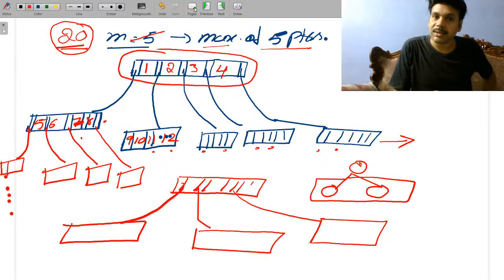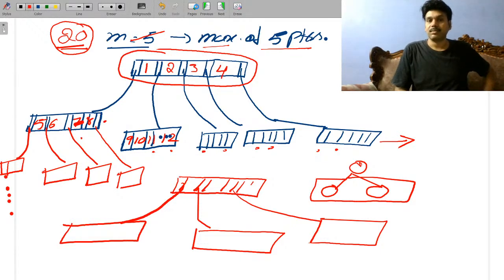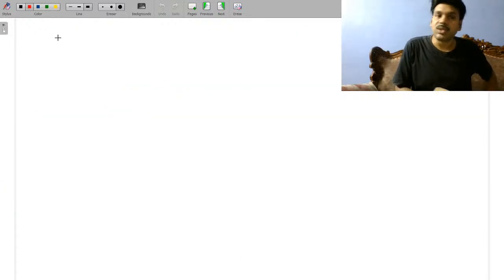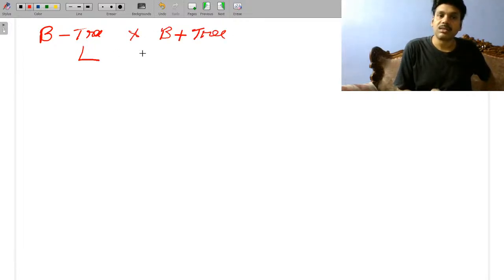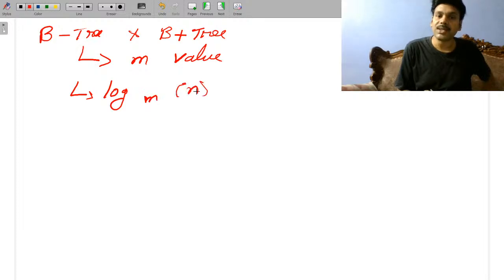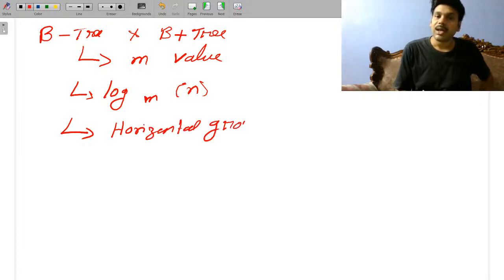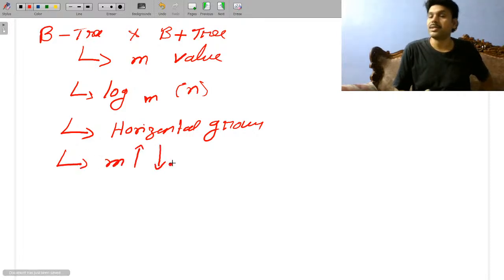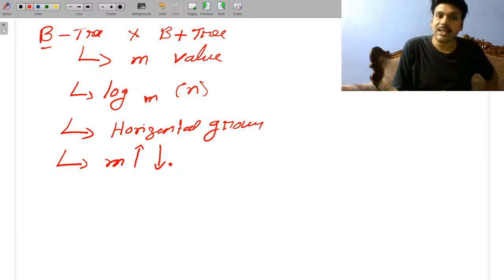So come to the next point. What is the next point? The common factors we learned in B tree and B plus tree are: both depend on the m value, and both have searching capability of log m base n, and both have a common property of horizontal growth. And the next common property is that m can be increased or decreased. Please observe carefully. These are the common points.